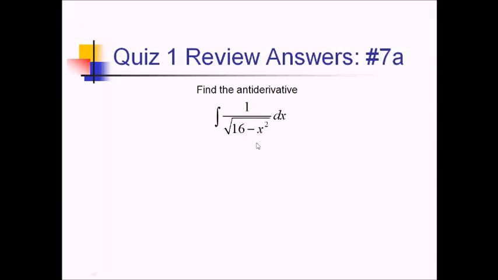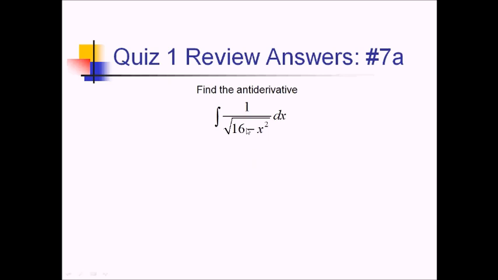For this problem, I notice that I have something that looks kind of similar to 1 over the square root of 1 minus x squared, and the antiderivative of that form would be arc sine, but I have a 16 instead of a 1. So in order to take the antiderivative of this, I need to turn this into the form of square root of 1 minus something x squared.